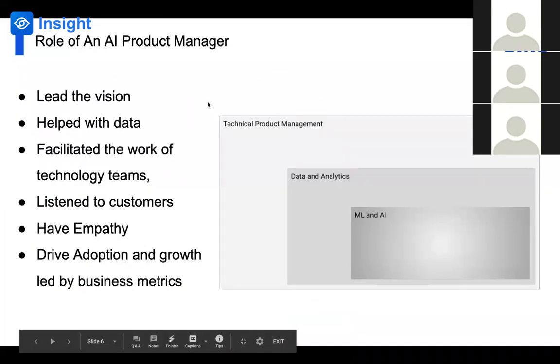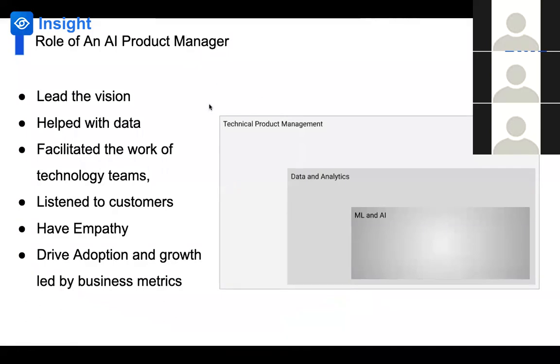So let's understand what is the role of an AI product manager. On top of it, there's technical product management. Underneath, there's data analytics product management, whose subset is ML or AI product management. So whatever a technical product manager does is a role of ML and AI product management with a slight specialization in how to build products which include ML and AI.